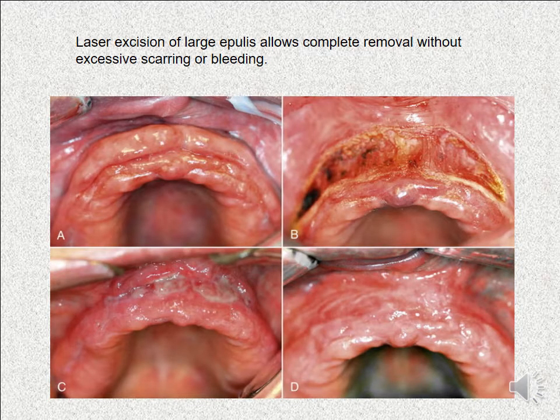Another technique used for removal of hyperplastic tissue is the laser. Laser excision of large epulis allows complete removal without excessive scarring or bleeding. By using a diode laser for the incision of the hyperplastic tissue, if it is very large, the laser technique leads to stopping bleeding from capillaries and gives a clear field. Then we put a periodontal pack, and secondary epithelialization occurs and returns to normal, as in this figure.